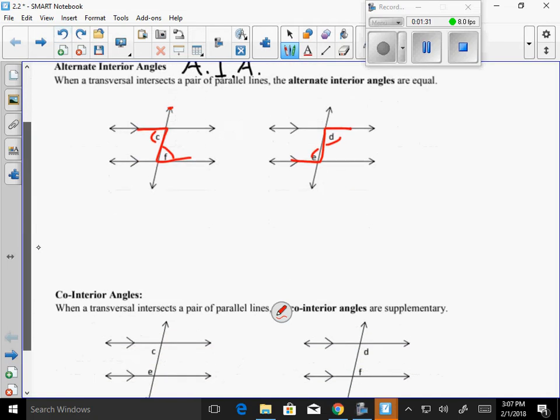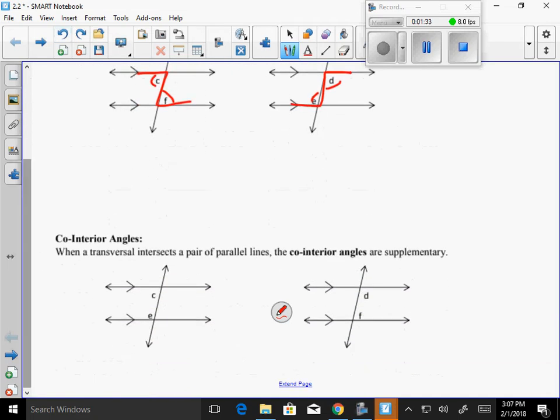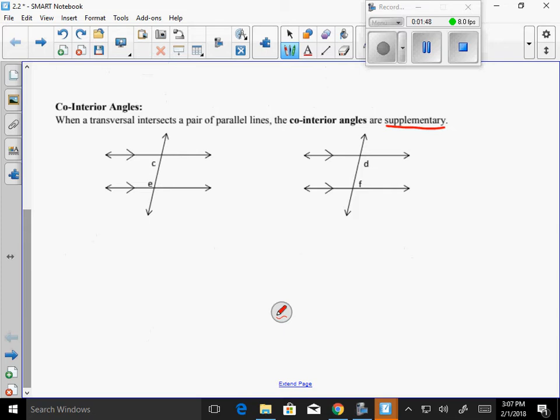Now the next one is co-interior angles. Angles on the same side of a transversal that are inside the parallel lines are not equal, they're supplementary. And remember, supplementary means equal to 180. So basically what this states is C plus E equals 180, or D plus F equals 180. Okay? So those are the two big things.